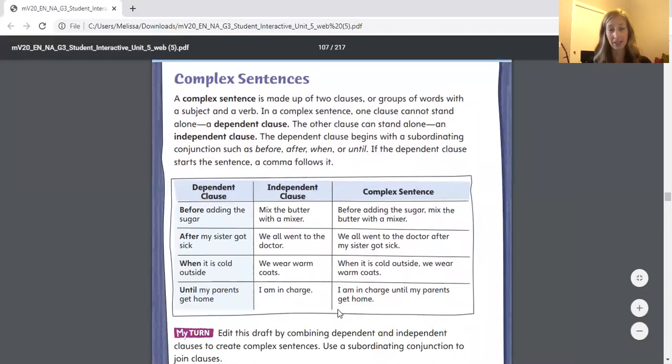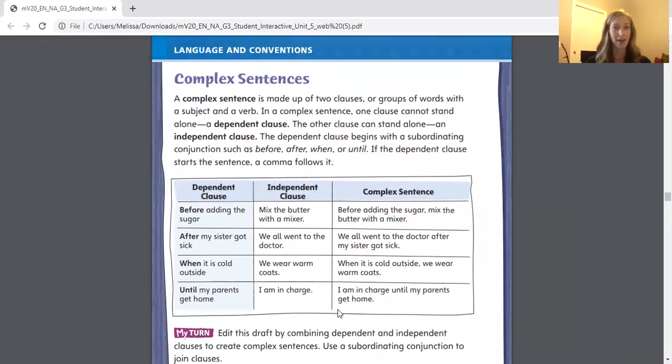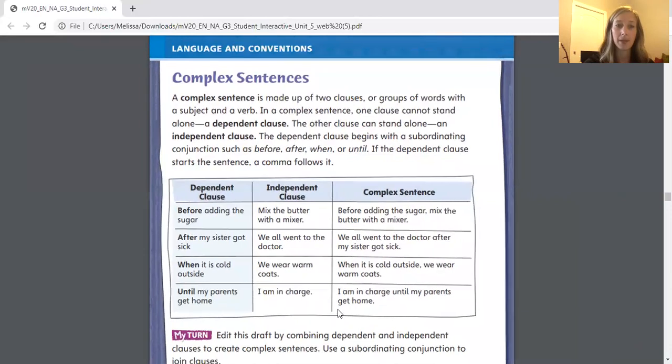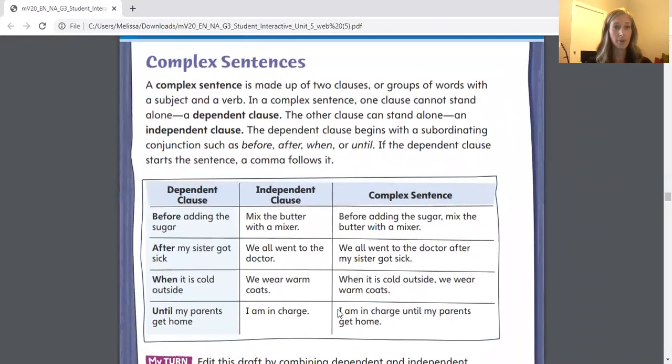Oftentimes, writers, especially young writers your age, have these simple sentences, and they need to become more complex as we become better at writing. Let's read what a complex sentence is. It says a complex sentence is made up of two clauses or groups of words with a subject and a verb. In a complex sentence, one clause cannot stand alone, a dependent clause.